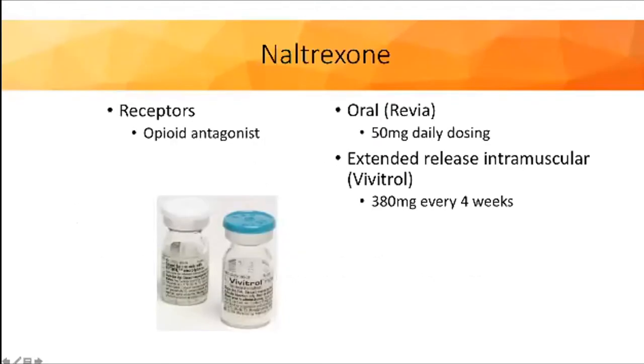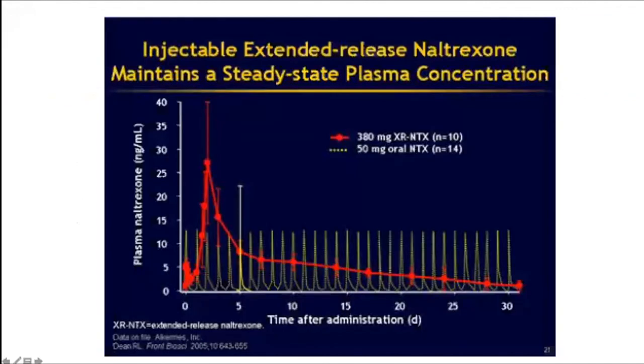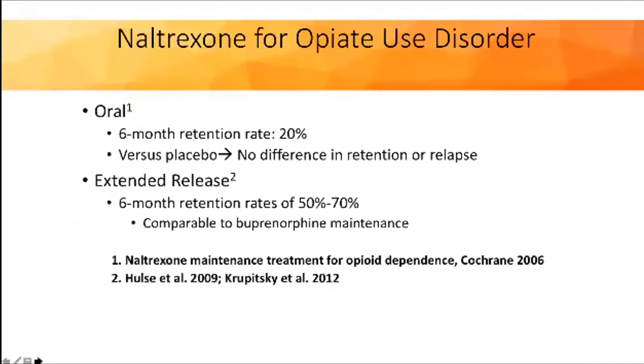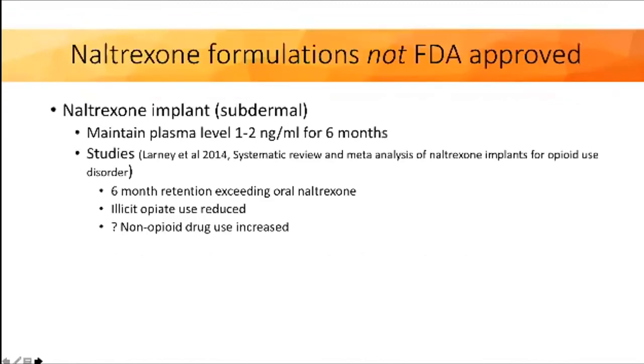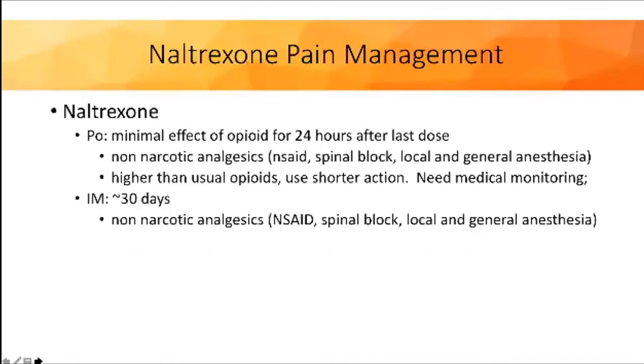Naltrexone: this is showing Vivitrol, the IM monthly formulation, also available in a 50 milligram daily formulation. This shows the half-life, so at around 28 days it starts to dip. If your patient is going away or isn't going to be able to make an appointment, you can give it between day 21 and 28. And then it shows the steady state of the 50 milligram PO dose. You can see much better retention rate at 6 months with the IM versus the PO formulation of naltrexone. The implant is not FDA approved for OUD.